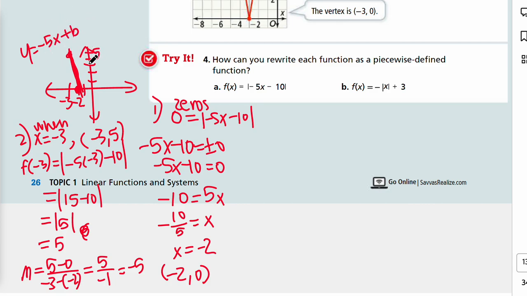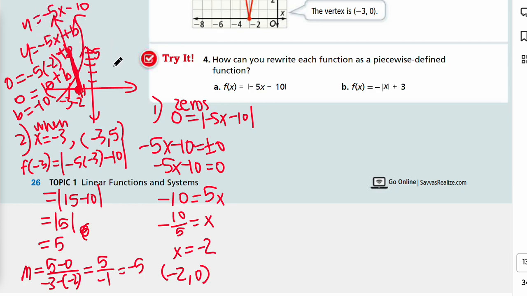We can figure that out by plugging in any of these points. Let's plug in negative 2 and 0. When x is negative 2, your y is 0. So your b is equal to negative 10. So your first equation would be y is equal to negative 5x minus 10. Okay, so that's when your x is less than negative 2. Of course, your graph goes on and on and on, right?